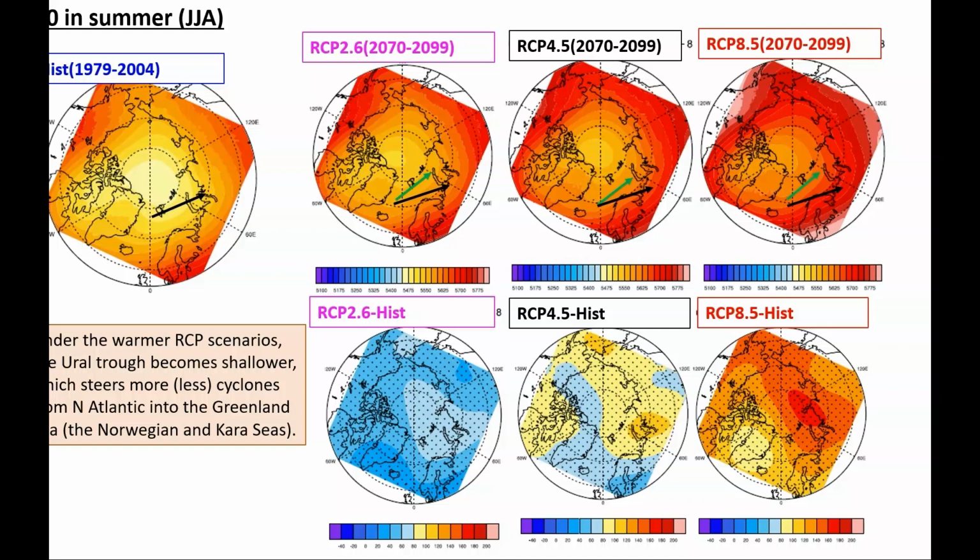The Eurasian trough becomes shallower, which comes with more cyclones from the North Atlantic into the Greenland Sea, and fewer cyclones to the Norwegian and Kara Seas. As a result, cyclone events tend to increase over the Greenland Sea and West Central Arctic, and decrease over the Norwegian and Kara Seas in both the HadGEM model simulation and Polar WRF. This plot is not shown here. This can account for part of the changes in summer cyclones.